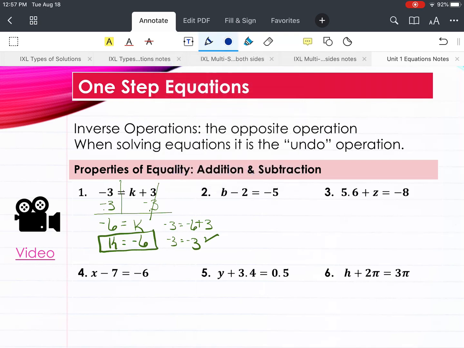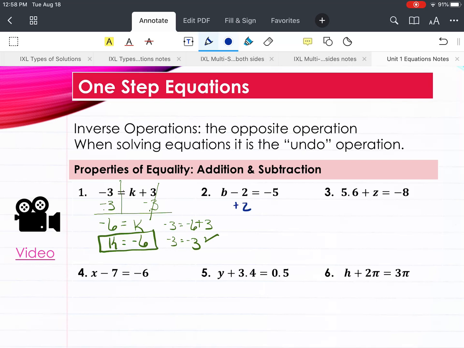So let's take a look at number 2. Number 2, I have b minus 2 equals negative 5. Now what am I solving for? Right, the unknown is b. What's attached to b? What's on the same side of the equal sign as b? Well, subtract 2. How would I undo subtract 2? How would I move it? I would have to add 2.